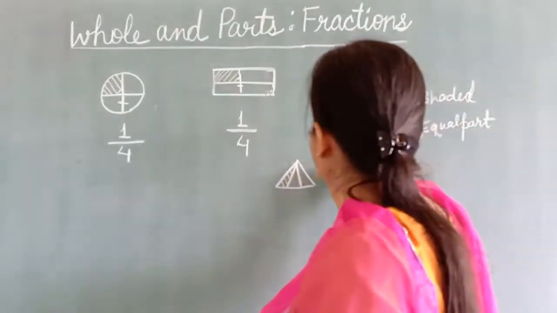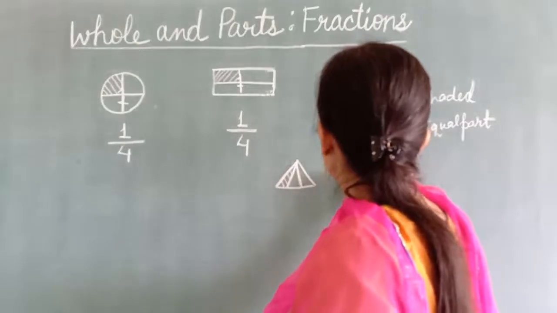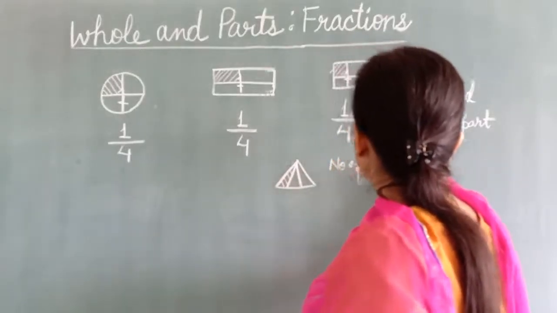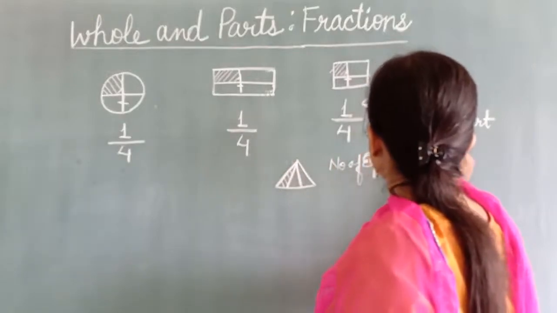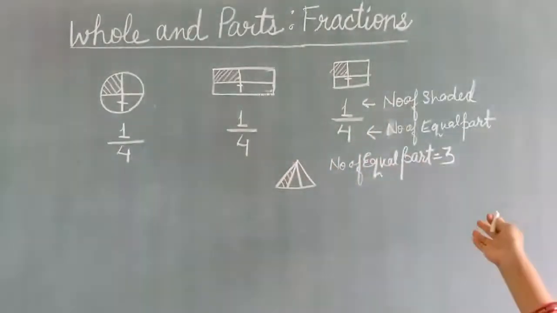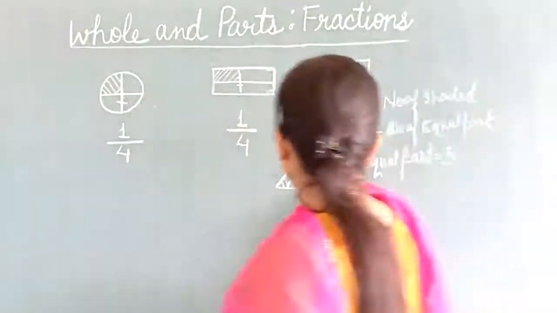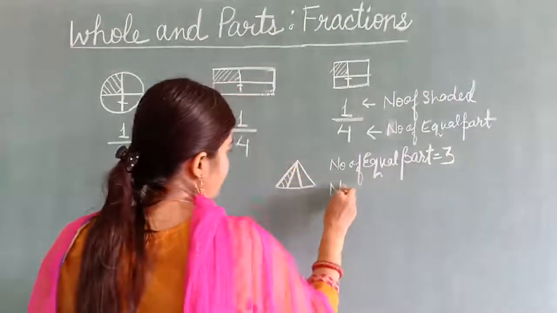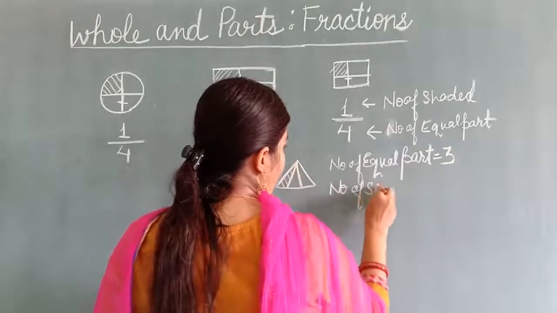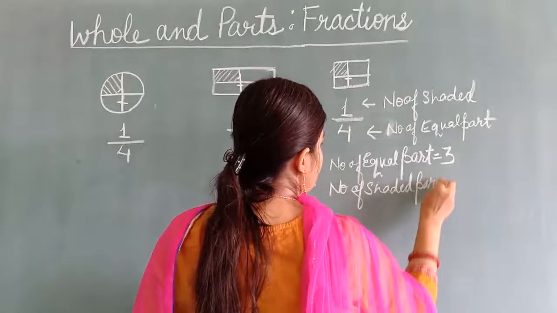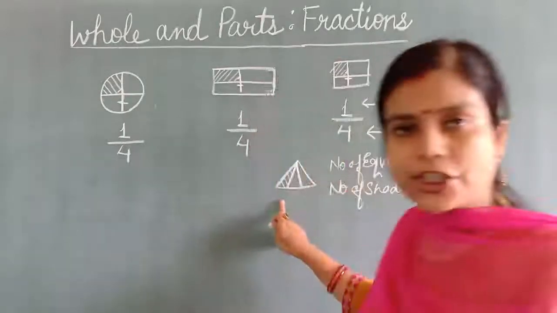So the number of equal parts is 3. Okay. And then the number of the shaded parts you have to write here. Both you count. How many parts are shaded over here?